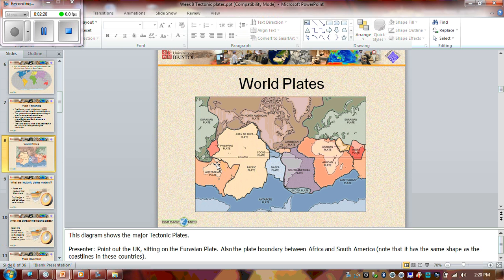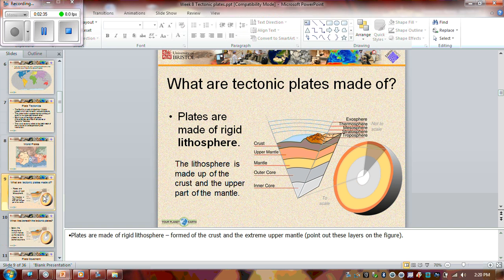There are different plates that are joined to each other, or seem like they're connected to each other. Now, what are these plates made up of? The plates are made up of very strong rock, and it is called the lithosphere. The lithosphere is made up of the crust and the upper part of the mantle. They go hand in hand.